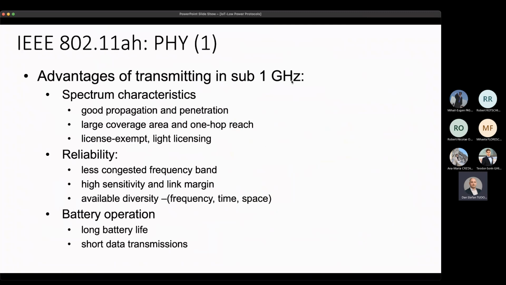There are a few advantages, of course, of transmitting in the sub-gigahertz frequency range. You have very good propagation and penetration of the signal. You have a relatively larger coverage area than 2.4 gigahertz, and you can have larger connectivity through, let's say, a few hundreds of meters or up to 1 kilometer. You don't need a license or only a very light licensing scheme depending on the power of your transceiver, and it's very reliable. It's a less congested frequency band. 2.4 gigahertz is very congested, whereas 868 or 900 megahertz is comparatively less crowded. And of course, it gives you better battery operation times, so you have a longer battery lifetime for these transceivers.